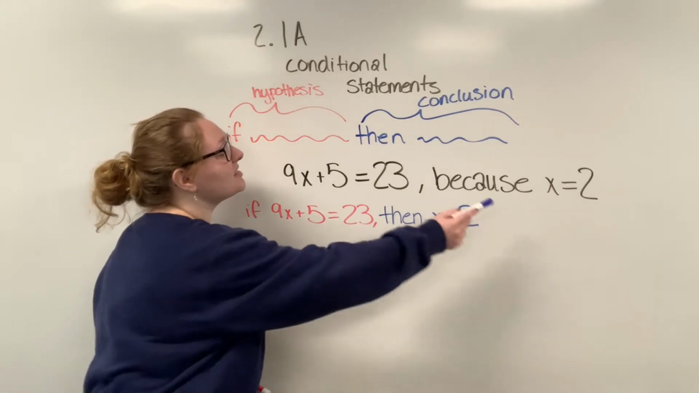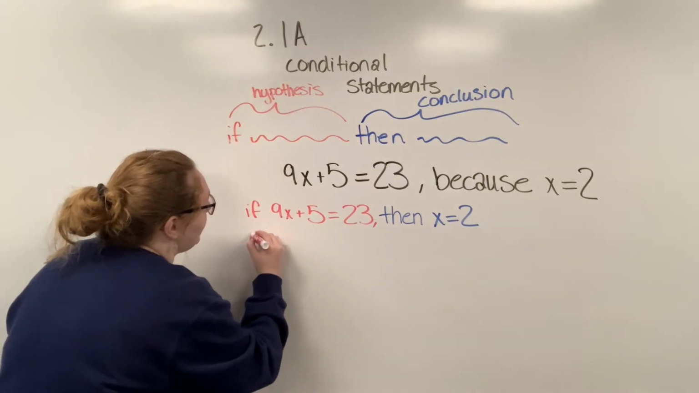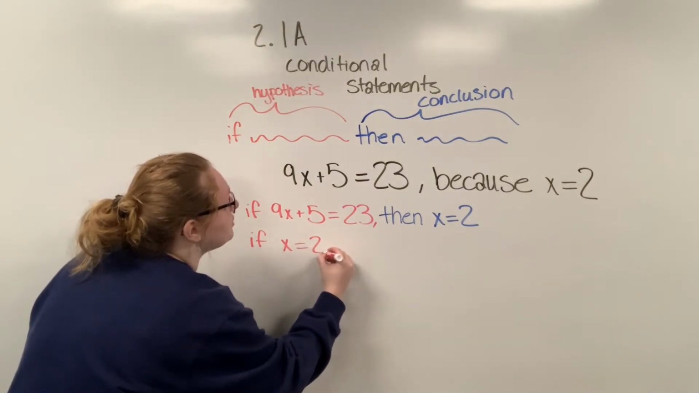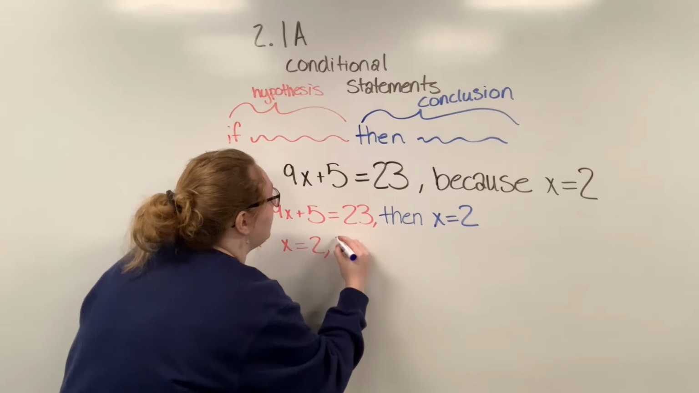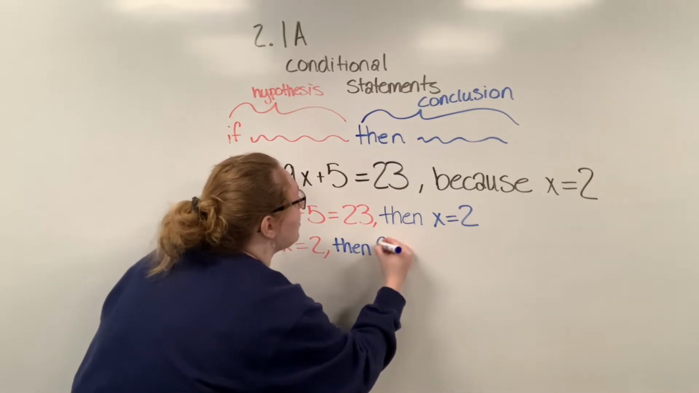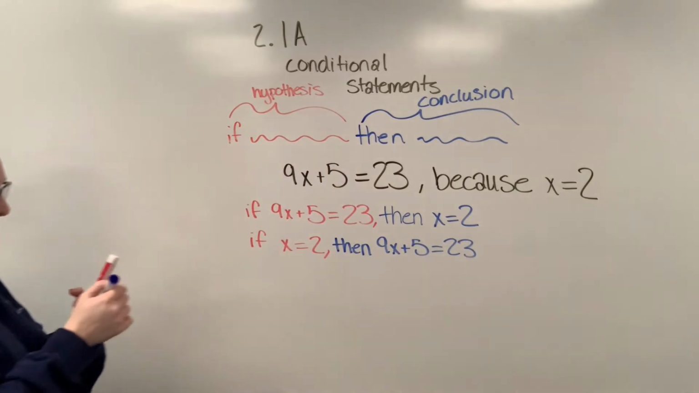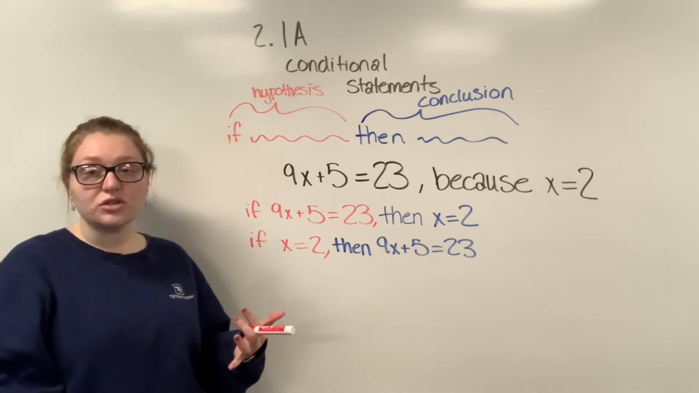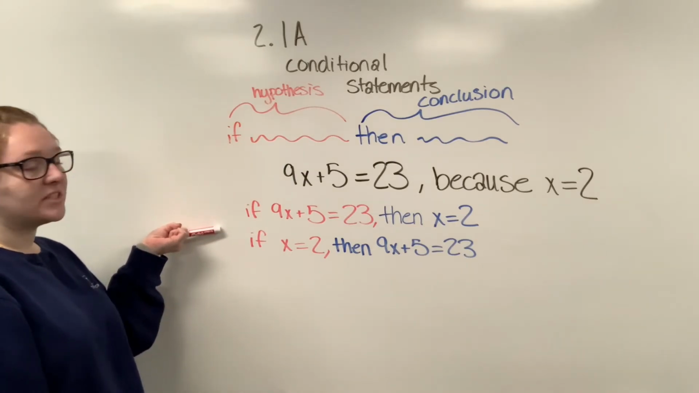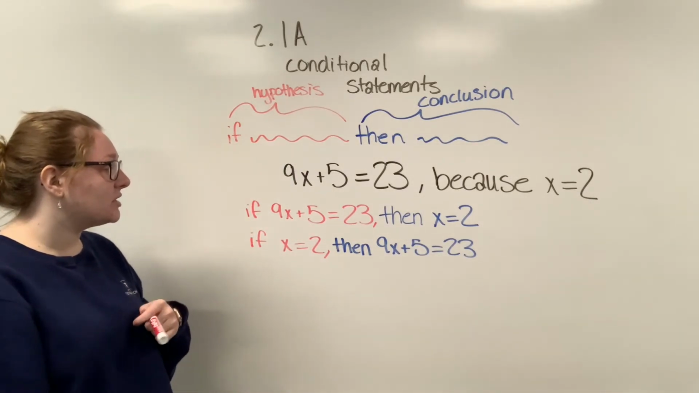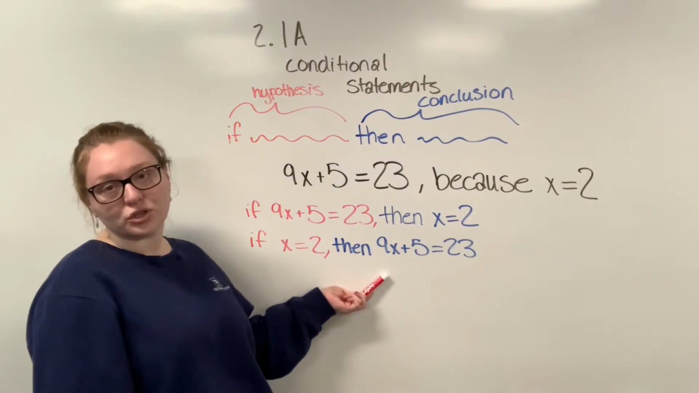But if x is equal to 2 is our hypothesis, then our statement would look like this. If x is equal to 2, comma, then the other piece of information, then 9 times x plus 5 is equal to 23. So the two statements that we could make out of these two pieces of information are, if 9 times x plus 5 is equal to 23, then x is equal to 2. Or, if x is equal to 2, then 9 times x plus 5 is equal to 23.